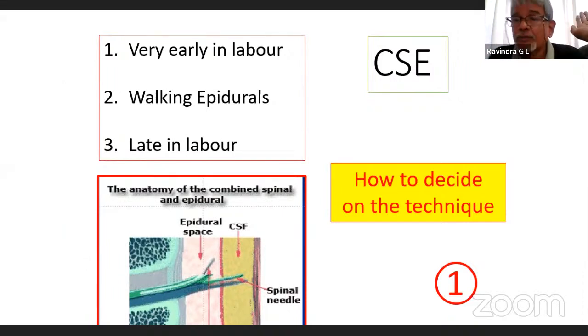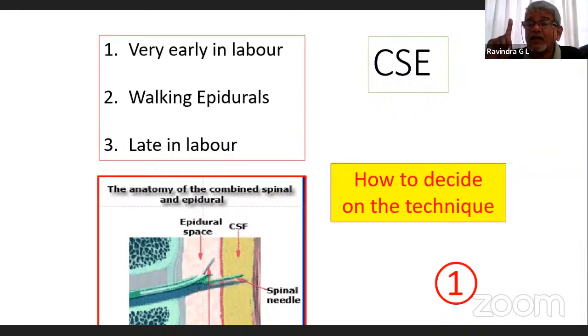Late in labor, what happens is the mother will be very, very uncooperative. She doesn't even allow you to place the epidural catheter for that matter. Not all, but a few of them would be very uncooperative. When they are very uncooperative, all of us are very familiar with spinal. Daily we are doing spinal. So all anesthetists are very familiar with spinal. So even in the most uncooperative patients, we can get into the lumbar spinal space and do an LP and then give a spinal dose. Here I give about 1 to 1.5 milligrams of bupivacaine.